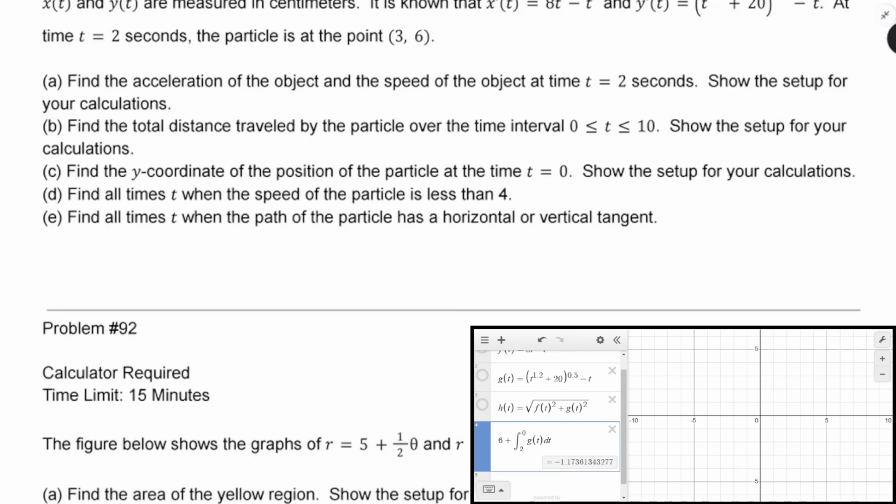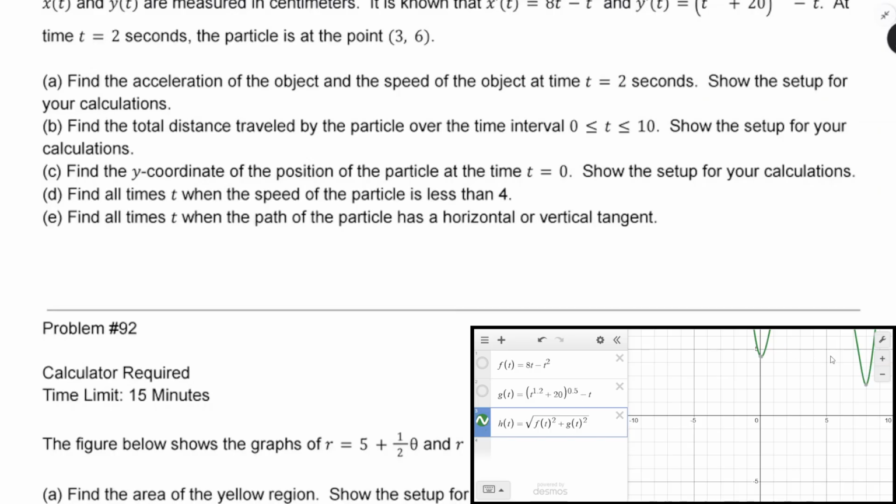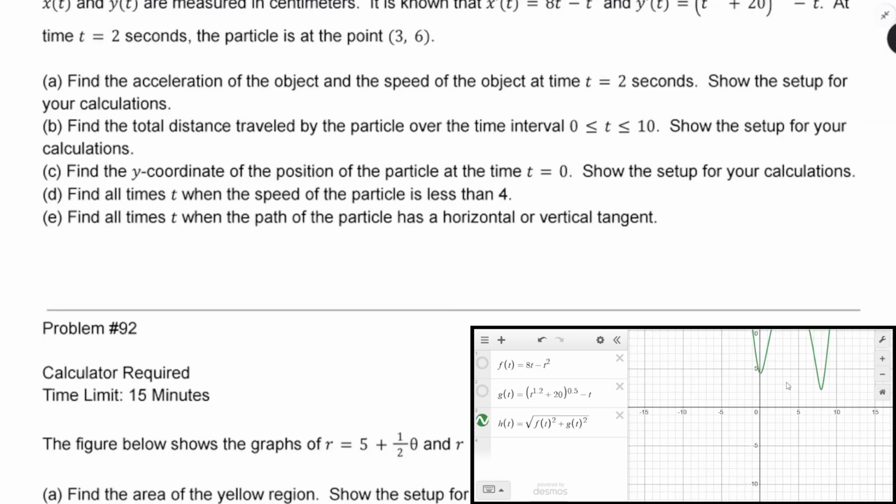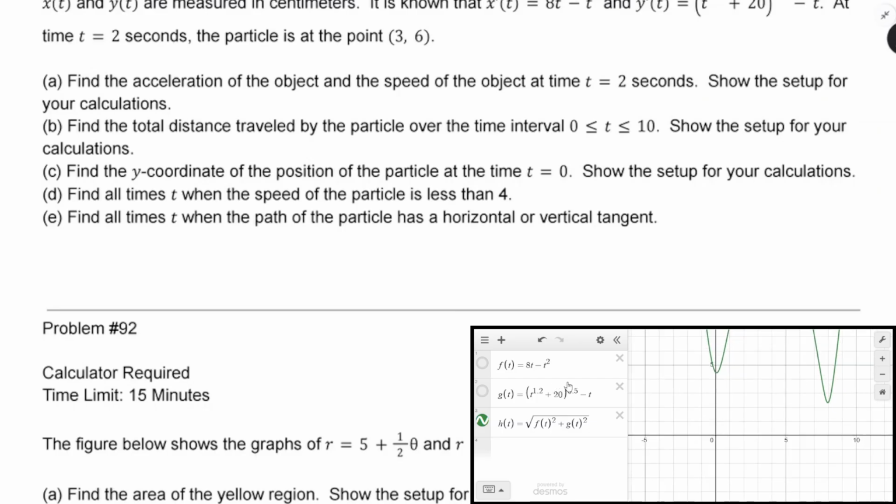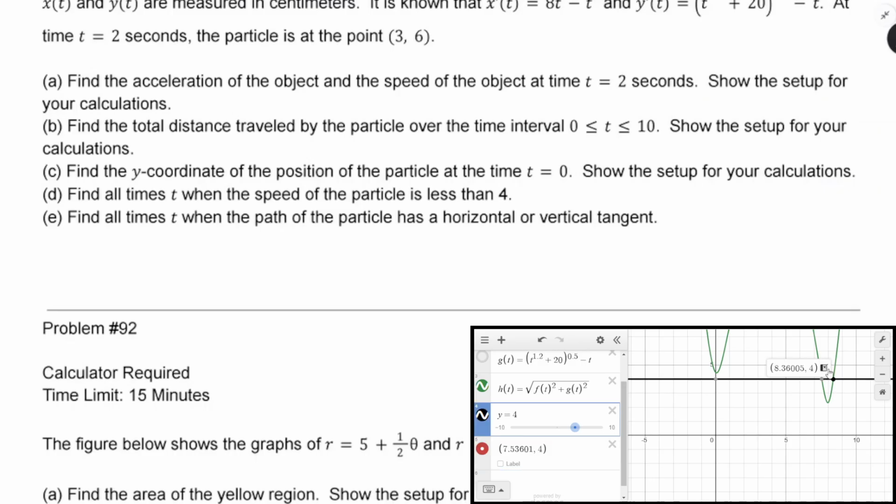Part D is looking for times when the speed is less than 4. So I'm going to need to graph the speed, and that's h of t. I'll zoom out a little bit. And less than 4, okay, I see what we're getting at here. So I'm going to graph y equals 4. And I should probably store both of those points. Those are going to be the two x values where y equals 4 and this thing intersect. So those are going to be the t values that I'm looking for. Between those two times, the speed is less than 4.